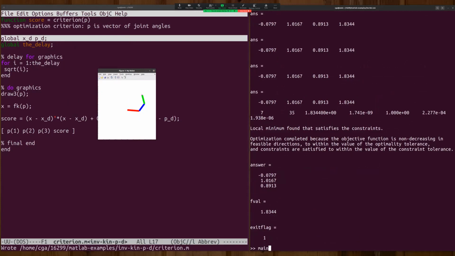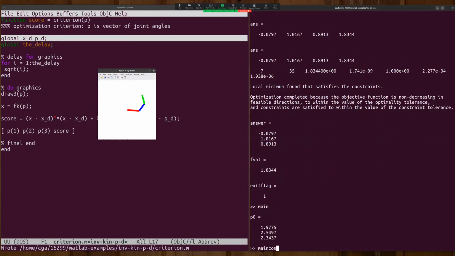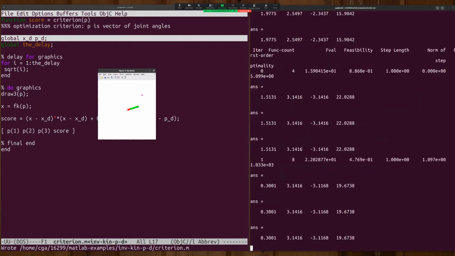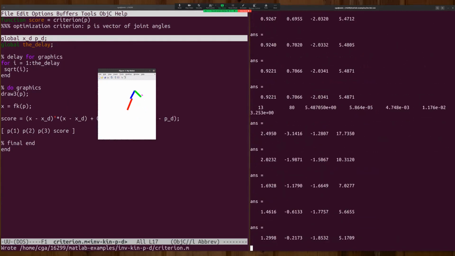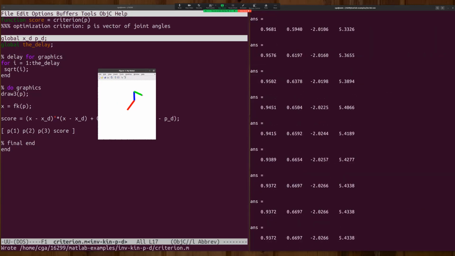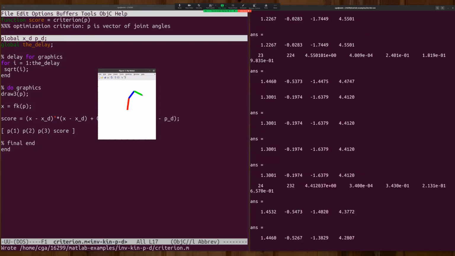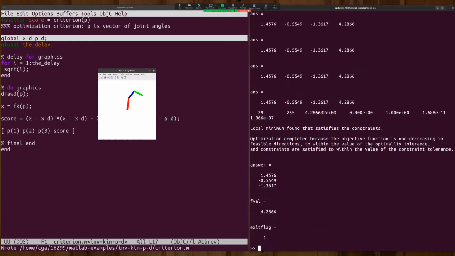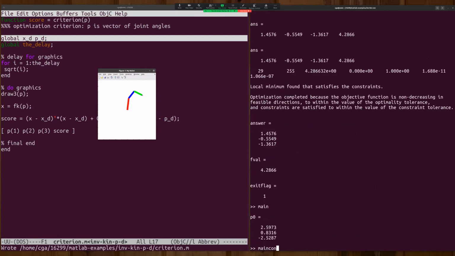Let's see if we can start from some other places and get something different to happen. Yeah, okay. Sort of weird behavior of the optimizer, but eventually it agrees with the other optimizations in terms of the form of the solution. Let's do that again. So much fun.